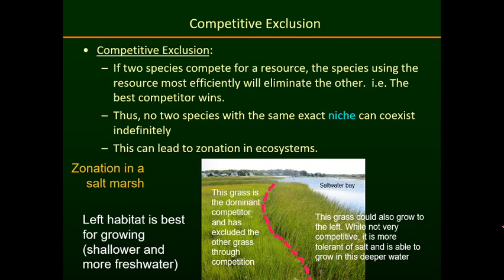So for the species on the right-hand side, its fundamental niche would be the entire range of this ecosystem. Okay, the species on the left, well, we don't know enough about it to say what its fundamental niche is, but its fundamental niche does not include the area to the right. Otherwise, it would outcompete the species there.